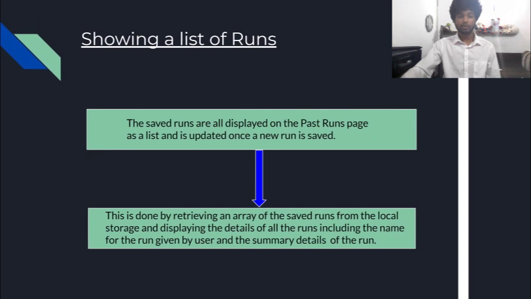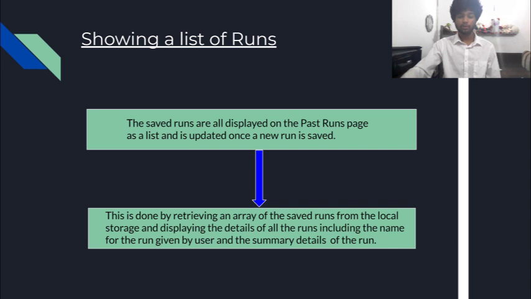Finally, I shall talk about showing the list of runs. The saved runs are all displayed on the past runs page as a list and it is updated once a new run is saved. This is done by retrieving an array of the saved runs from the local storage and displaying the name of each run and the summary of that run as its titles. All these runs are shown as a list, directly created in the DOM using the JavaScript file mainpage.js.